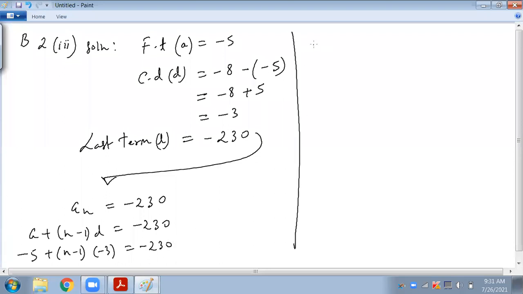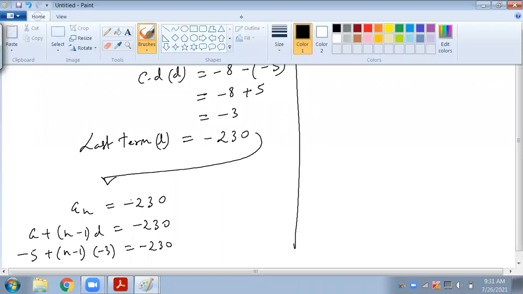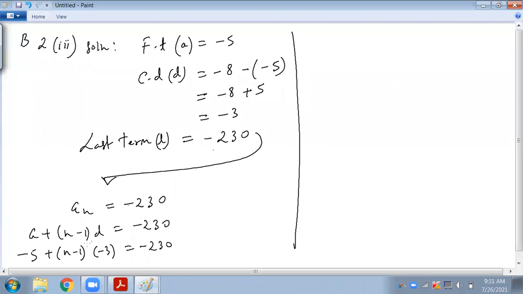Now again, solve it. Multiply and remove the bracket. After the bracket we have minus 3. So take it and multiply with whatever is inside the bracket. Minus 3 times 5 is minus 15. Now n into minus 3 will be minus 3n. Again, with the next one, minus 1 into minus 3 will be plus 3, equal to minus 230.